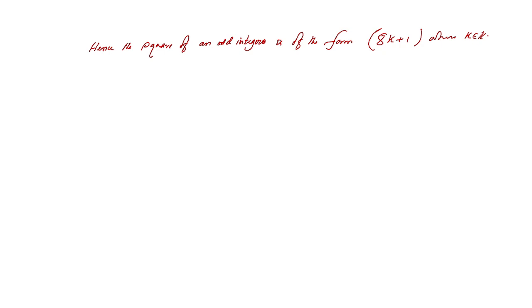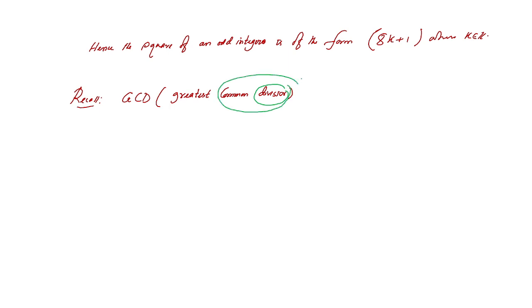Now we come to the next important concept. This is basically GCD. Recall, GCD, greatest common divisor. And you will see the terminology. The terminology first is the divisor, then common divisor, and after that we will decide if it is greatest or not.